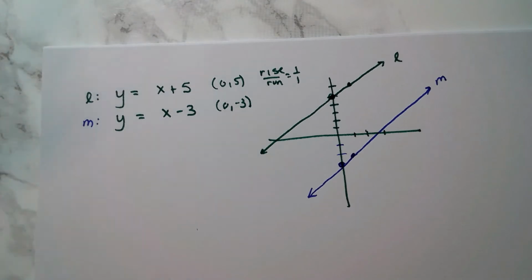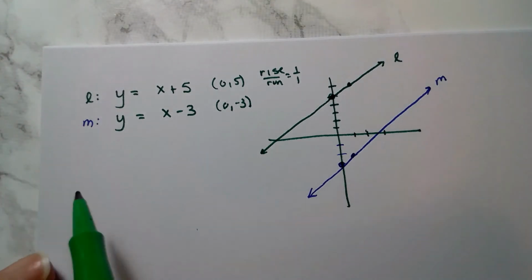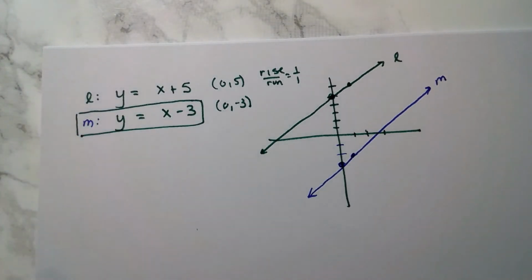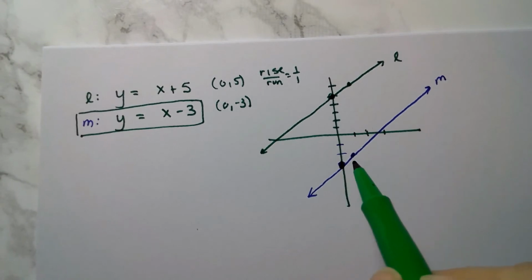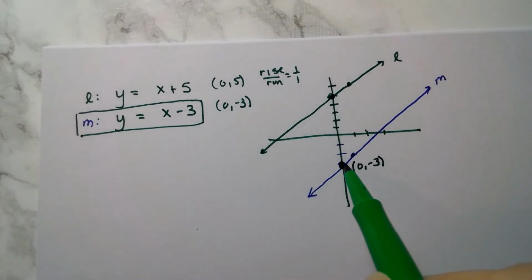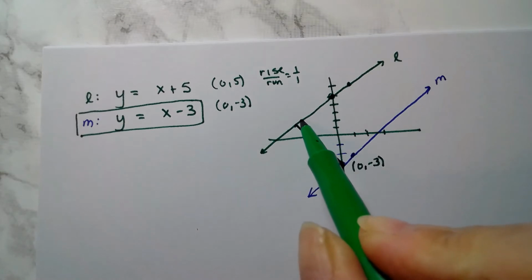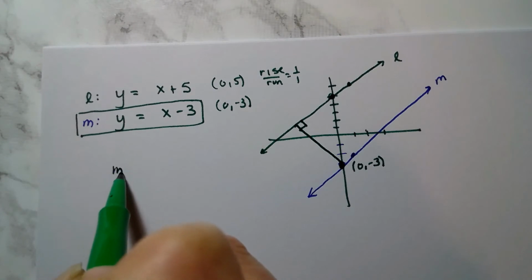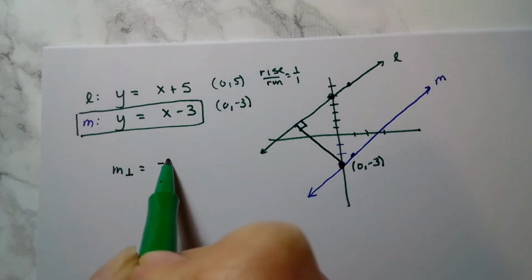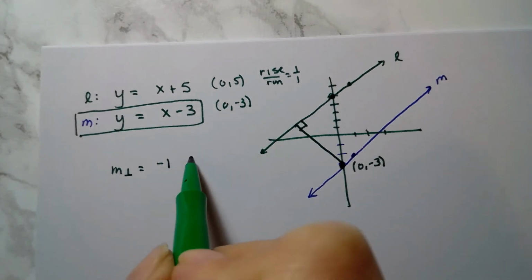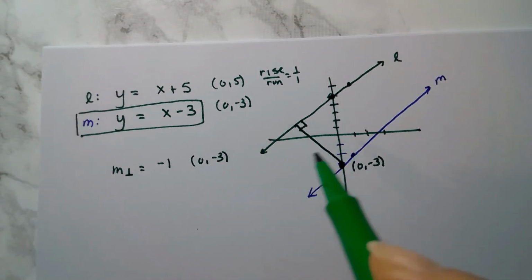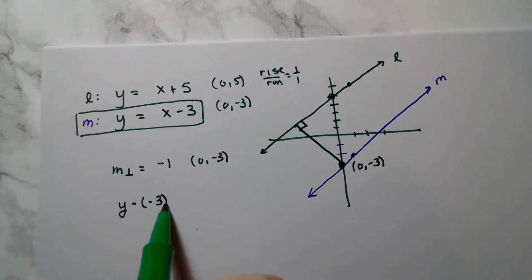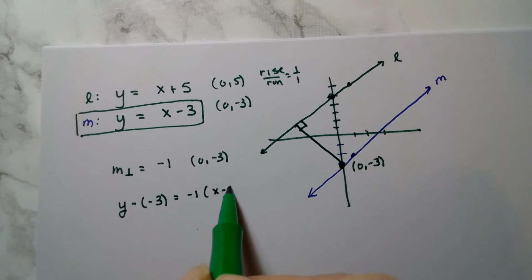So again, what line do you want to start with? I'm going to start with line M, this one here, right? And I know that this y-intercept is 0, negative 3, okay? And I'm going to draw a perpendicular line to line L. So, if the slope here is 1, then that means that the perpendicular slope has to be negative 1. I'm going to use this slope and this y-intercept to find the equation of the perpendicular line using point slope formula. Y minus a negative 3 is equal to negative 1 times x minus 0.